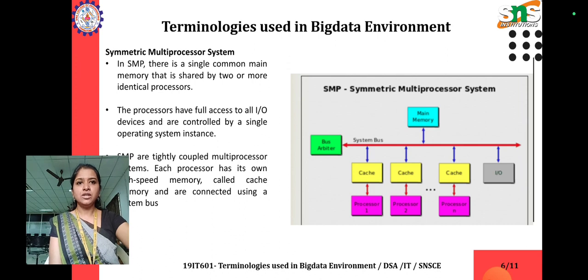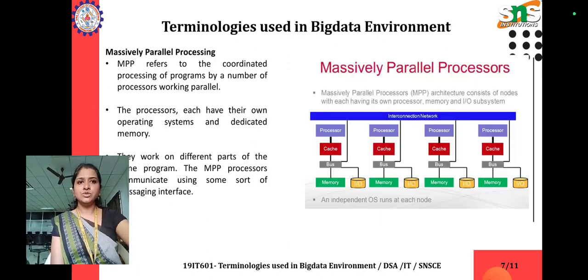Here there is the symmetric multiprocessor system, in which the main memory is connected to the bus, and then there is a bus arbiter through which the bus is connected to the cache and then the processors. In a symmetric multiprocessor system, SMP, there is a single common main memory that is shared by two or more identical processors. The processors have full access to all IO devices and are controlled by a single operating system instance. SMPs are tightly coupled multiprocessor systems, and each processor has its own high-speed memory called cache memory and is connected using a system bus. So these are the terminologies used in big data environment.